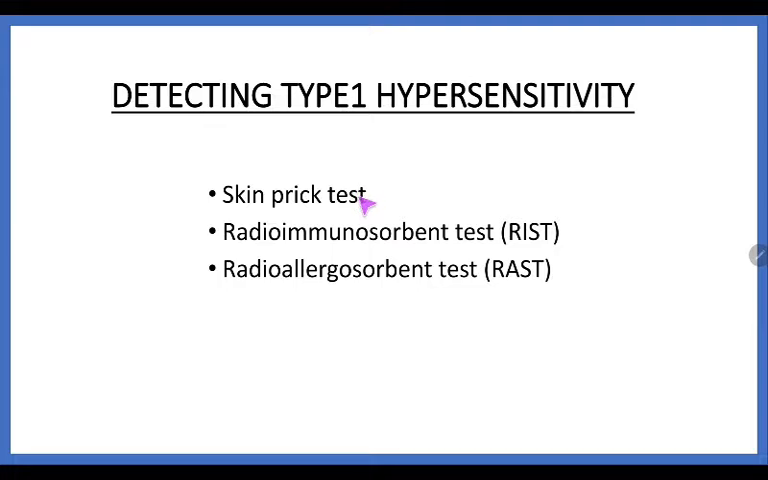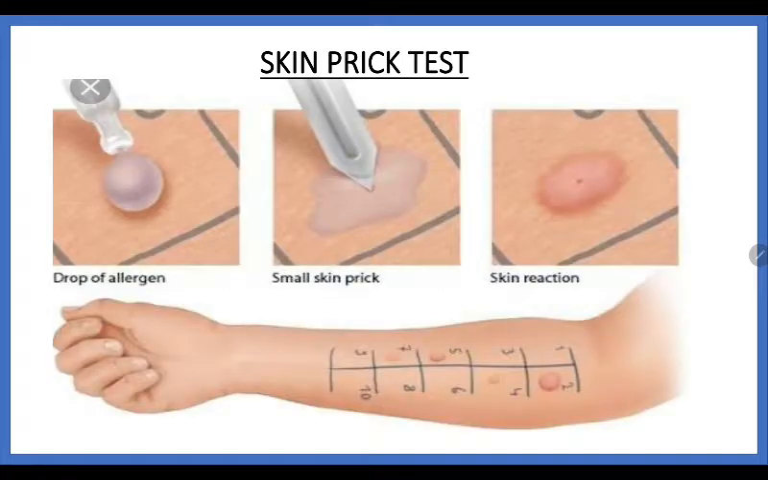Now how can we detect this? It could be the skin prick test, radioimmunosorbent assay, RIST, and RAST, radioallergosorbent assay. So coming to the first, the skin prick test, what they do is take a potentially specific antigen, keep it on the forearm, and then prick it.